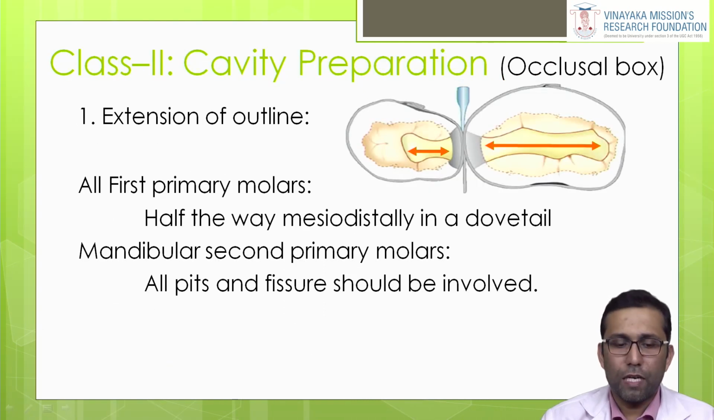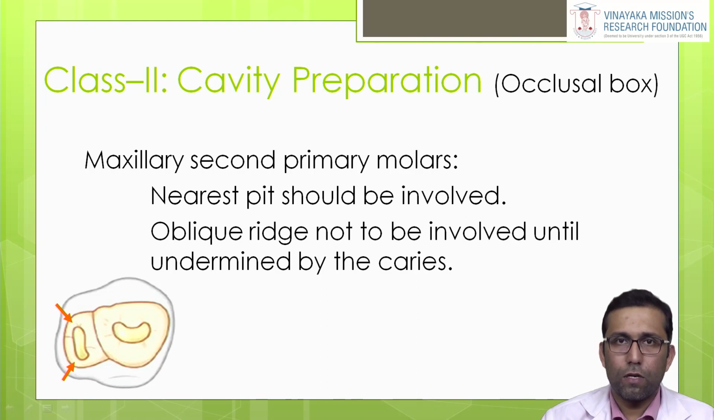In the case of extension of cavity preparation in the first molar, we have to be careful that only half of the mesiodistal width will be involved, whereas in the case of the mandibular second molar you can involve every groove, pit and fissure of the occlusal surface. Coming to the maxillary second molar, you are supposed to involve only the mesial groove or the distal groove, including only the pits and fissures on both sides, and it is better not to involve the oblique ridge unless it is undermined by caries.